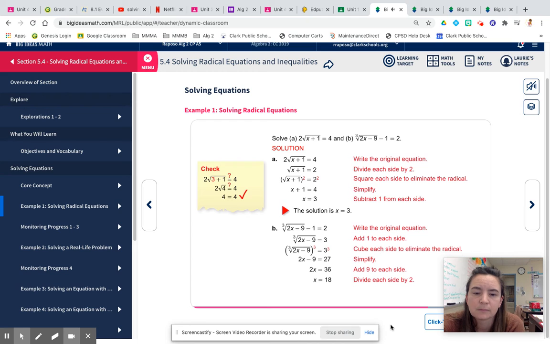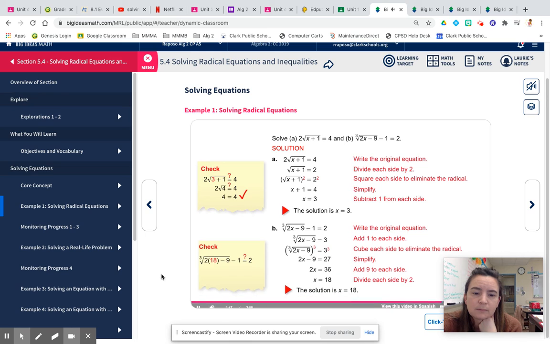X equals 18. The solution is x equals 18. Check whether the cube root of 2 times 18 minus 9 minus 1 equals 2. This equation is equal to the cube root of 27 minus 1 equals 2, which simplifies to 2 equals 2. So x equals 18 is the solution.